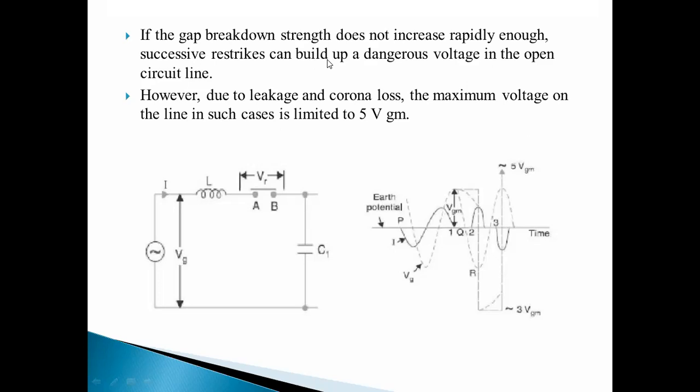to the system. However, due to leakage and corona loss, the maximum voltage on the line in such cases is limited to 5 Vgm. By considering the leakage and corona losses, this is the set point. That set point is kept at 5 Vgm. So this is the maximum voltage that can be borne by the line.